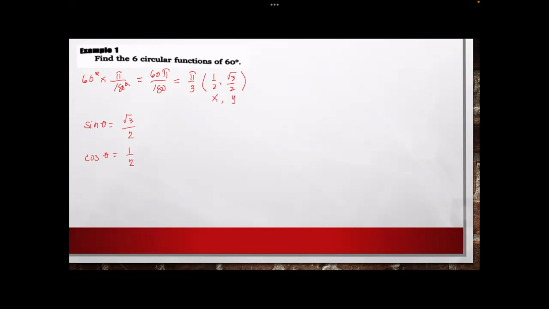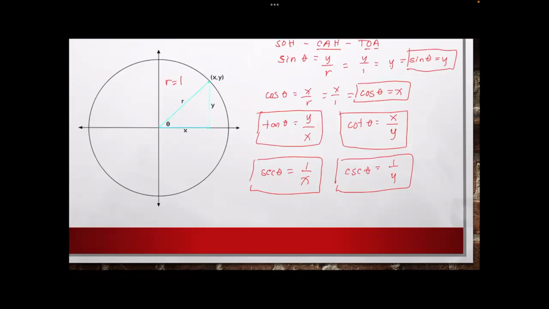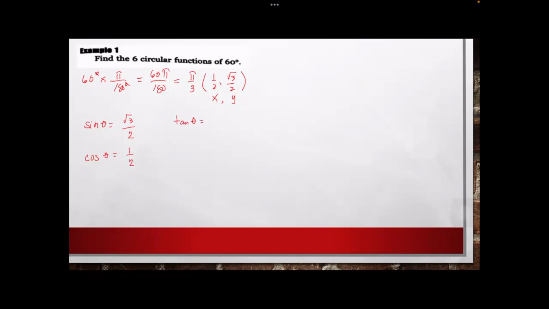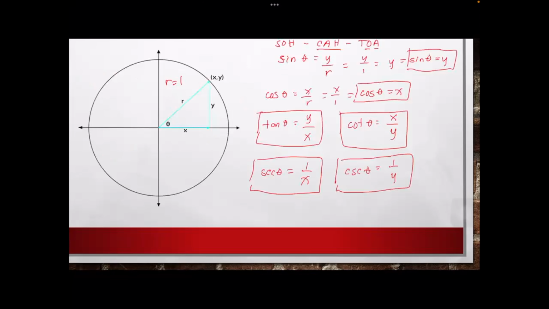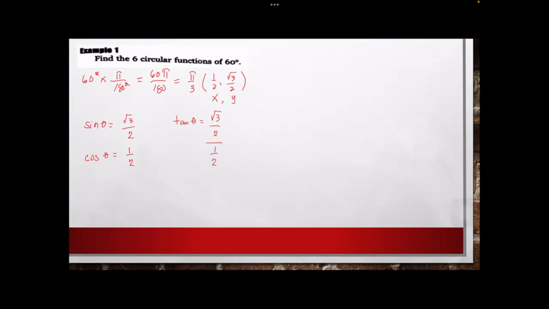Now, next is the tangent. Tangent theta is, according to the given, y over x. So, y over x: the square root of 3 over 2 over 1/2. Again, tangent is y over x. The value of your y is the square root of 3 over 2, and your x is all over 1/2.